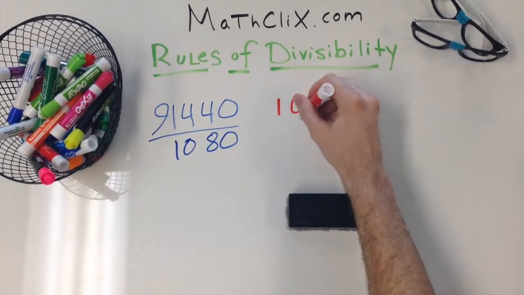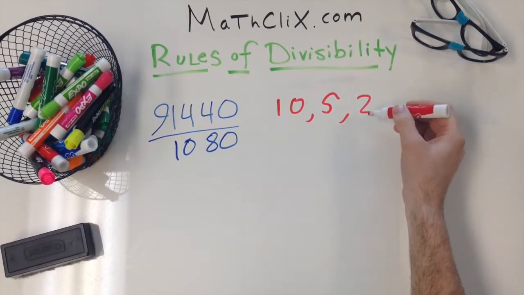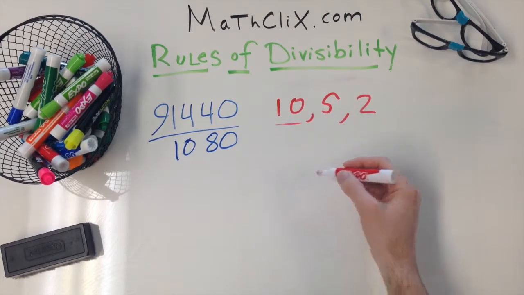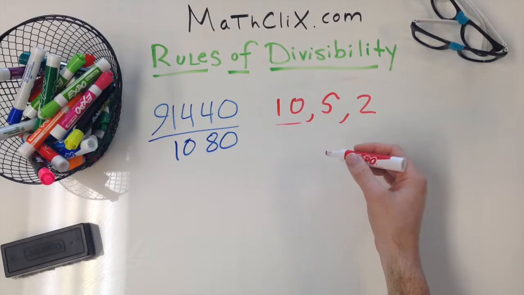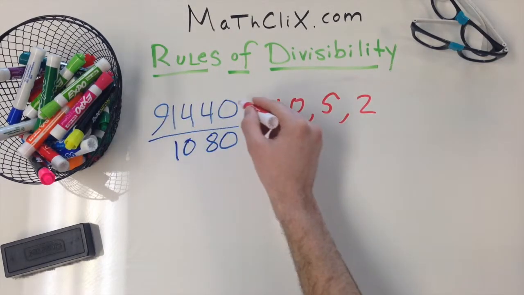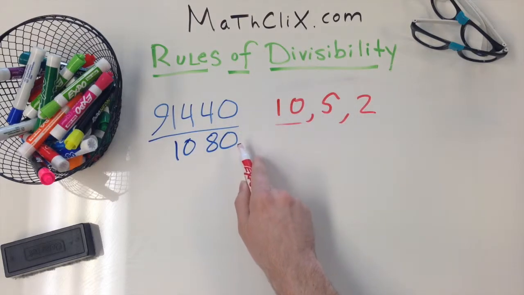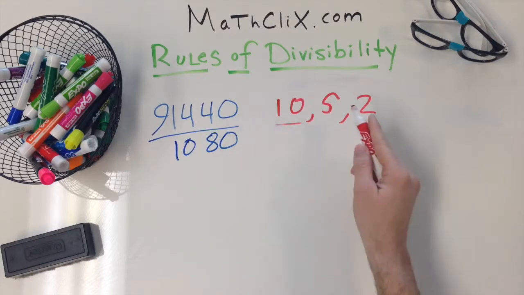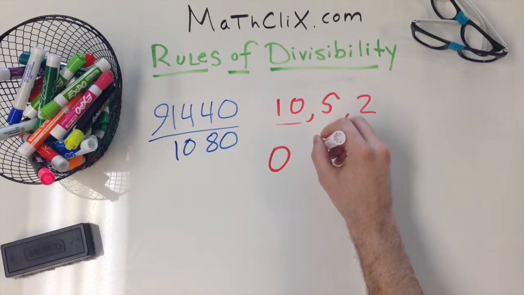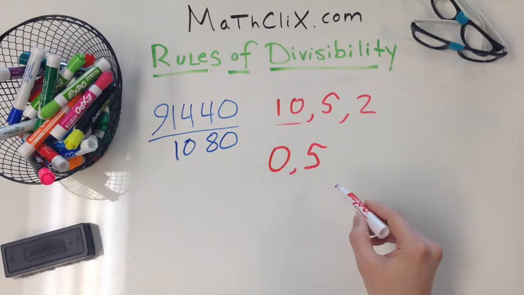For rules of 10, 5, and 2, we can look at 10 first, being the easiest one. Any number that ends in a 0 is evenly divisible by 10. So we can look at our numbers here and say, oh, well, we can reduce this top one by dividing it by 10 and the bottom one by dividing it by 10 because it ends in 0. A similar rule for 5 is that if the number ends in 0 or 5, then it also is divisible by 5.